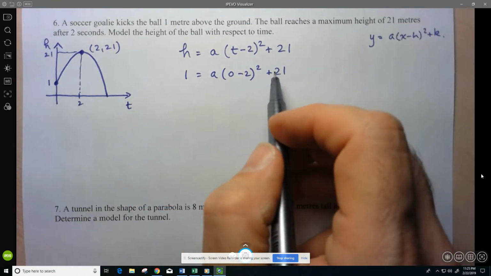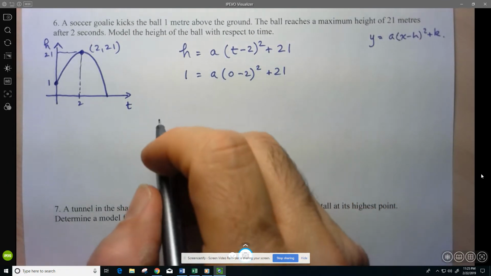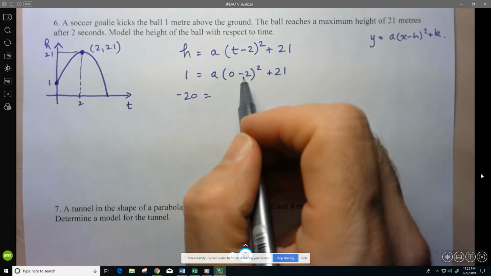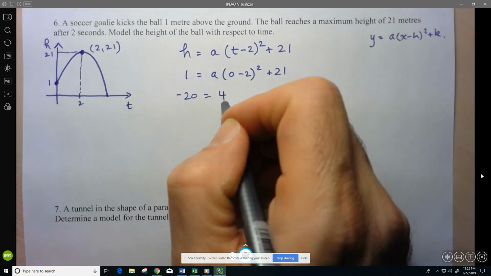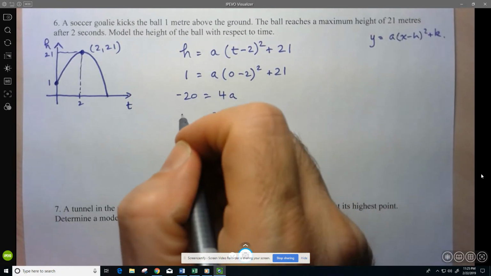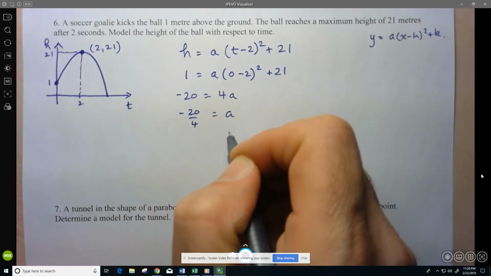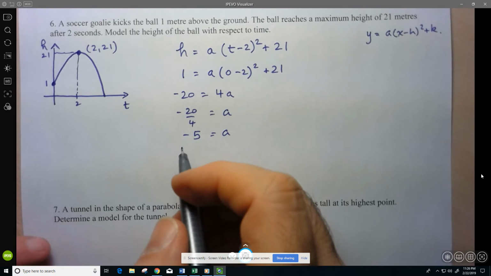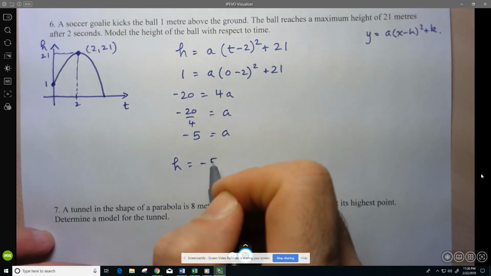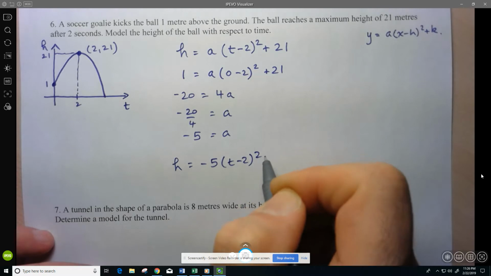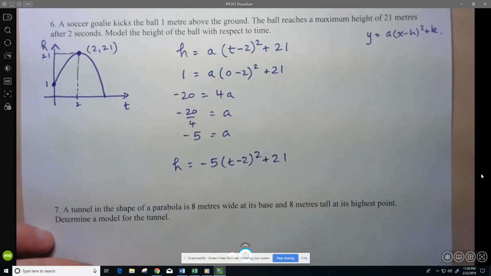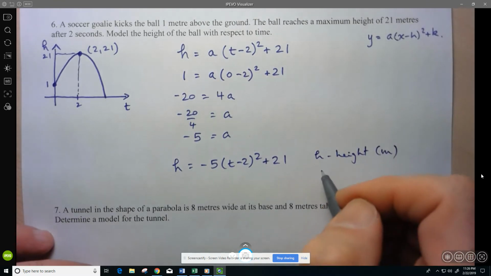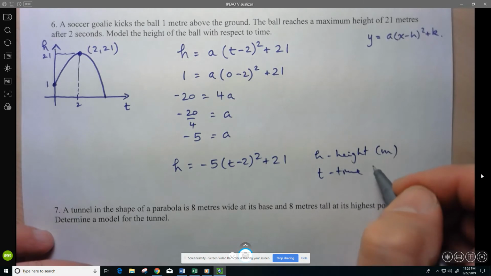All right, so I can take this 21, bring it to the other side. So 1 minus 21 is negative 20. Okay, here, 0 minus 2 is negative 2 squared is positive 4, so 4a. So the a value is going to be negative 20 over 4, or negative 5. All right, so what we have as our model here is h equals negative 5 (t minus 2) squared plus 21, where h is the height in meters, and t is the time in seconds.